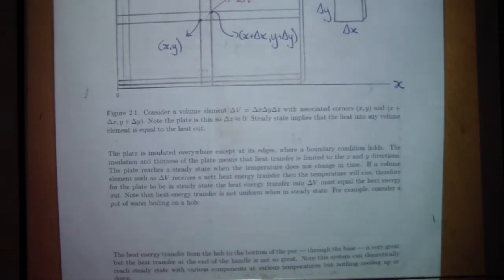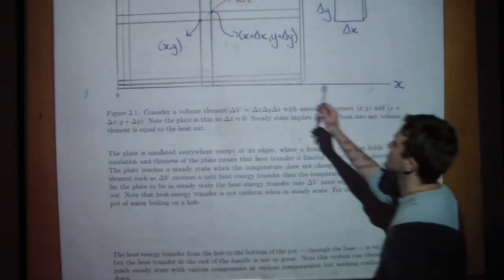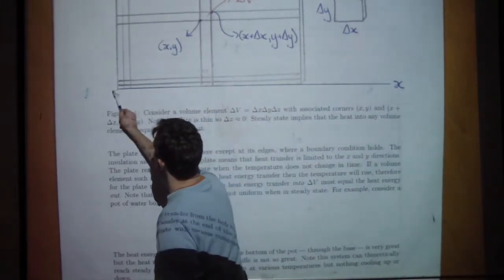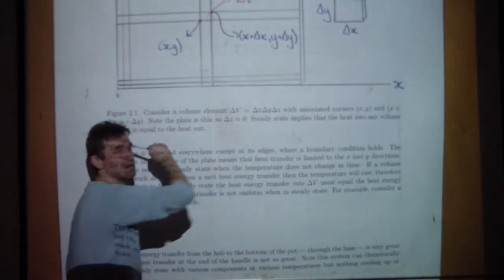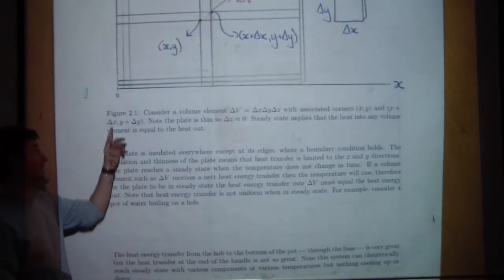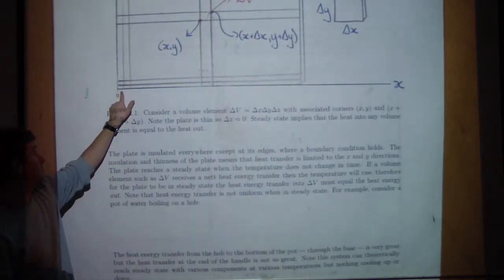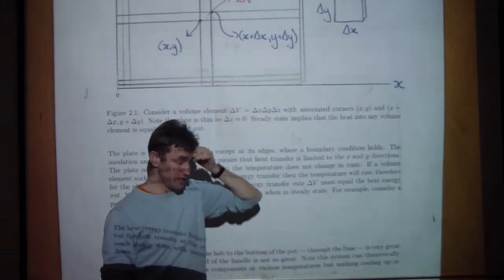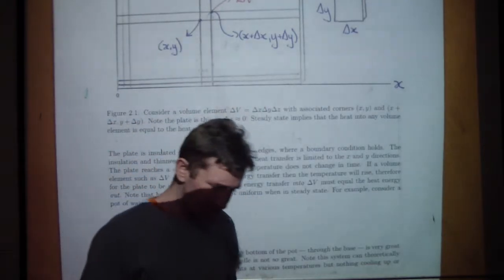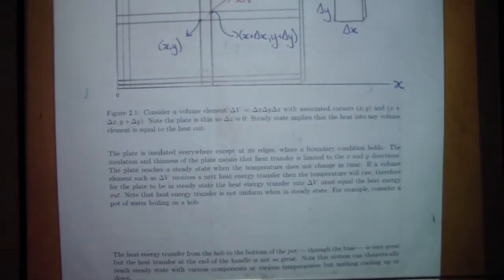The plate is insulated everywhere except at its edges where a boundary condition holds. So what we have to do as well is, well actually that's not too important. The boundary condition is just saying that there is some temperature distribution across here. Usually it's constant. It could be different. It could be going from maybe 10 degrees up to 200 degrees. But as far as our differential equation is concerned, that is only a boundary condition.